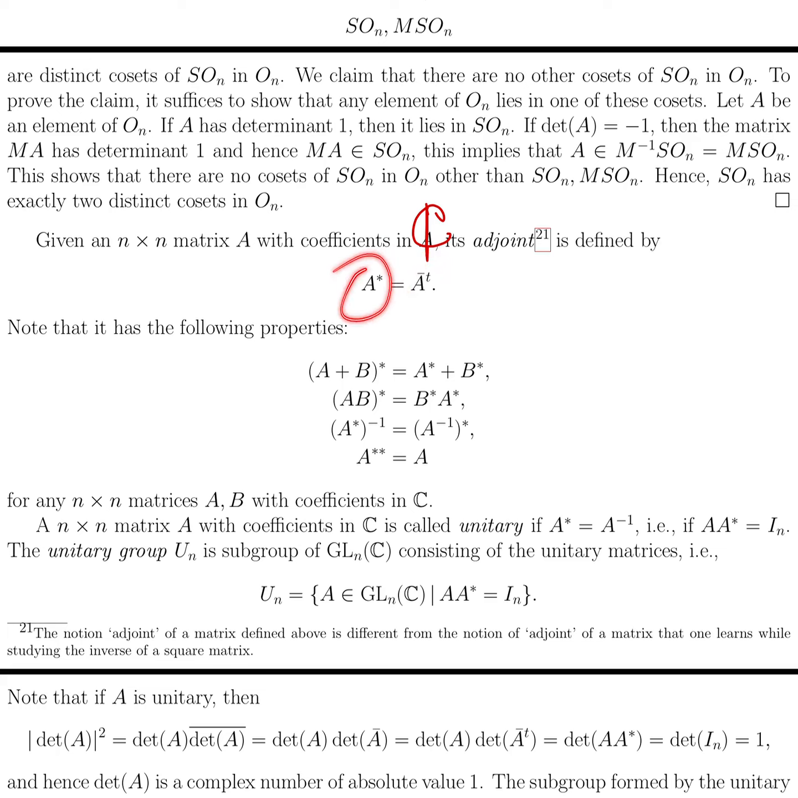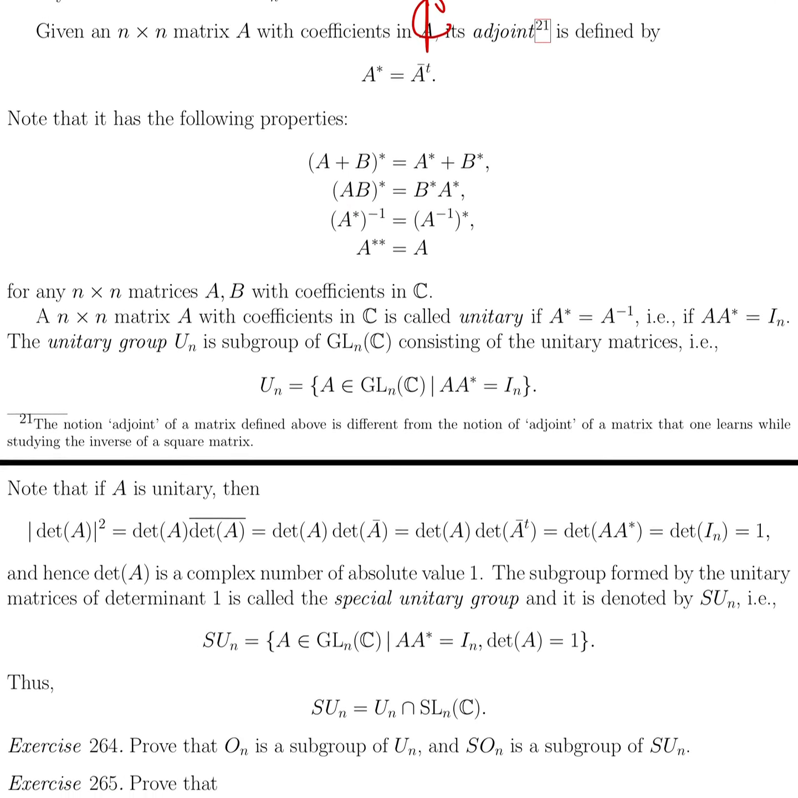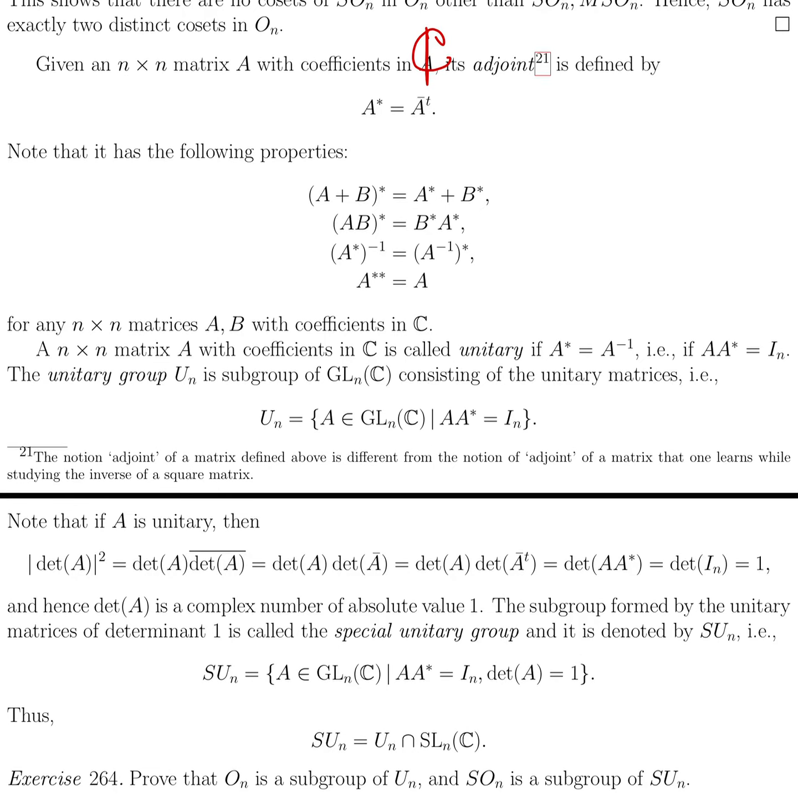What you get is called the adjoint of A, and it is straightforward to see that this adjoint has certain properties: the adjoint of the sum is the sum of the adjoints, and the adjoint of the product is the product of the adjoints, but in the reverse order, and so on. This is something that one can verify, all these four properties.